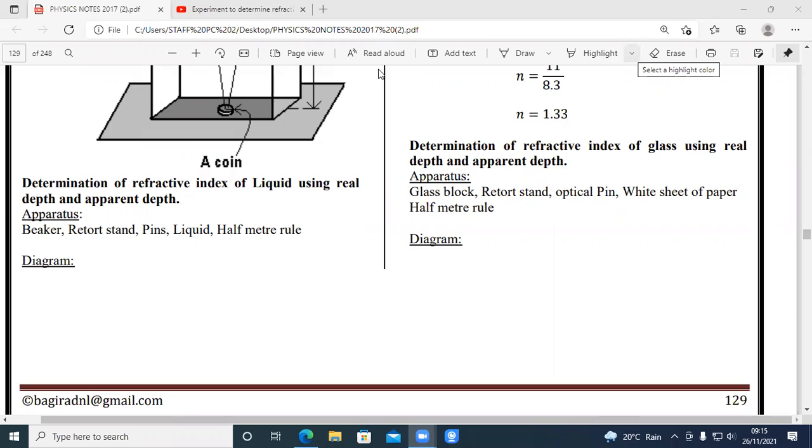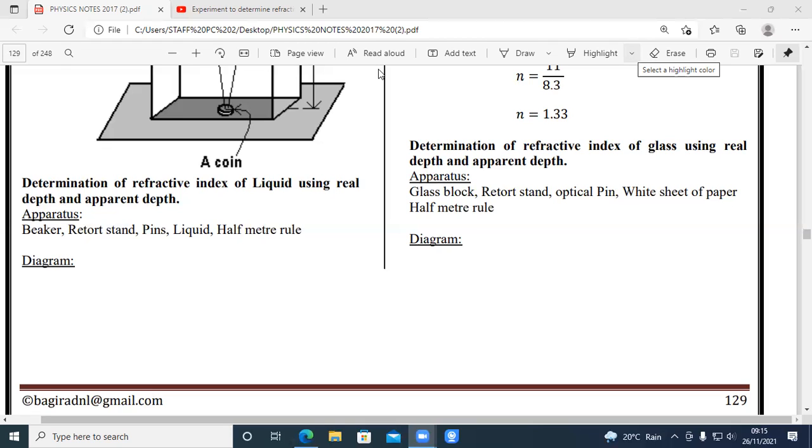So for this experiment now, we are using a liquid. Liquid here, we have used a general form. But tomorrow in a question, they may say water, or any form of liquid that you know. You can use it to define maybe the refractive index of soda.